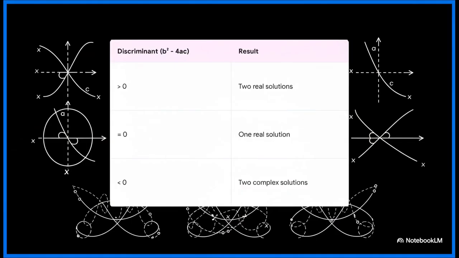So here's how that crystal ball works. If you calculate that discriminant and the number is positive, boom, you know you're looking for 2 different real solutions. If it comes out to be exactly 0, you know there's only one real solution. And if that number is negative, well, that's your big clue that you're about to find 2 complex solutions. It's a fantastic little shortcut.